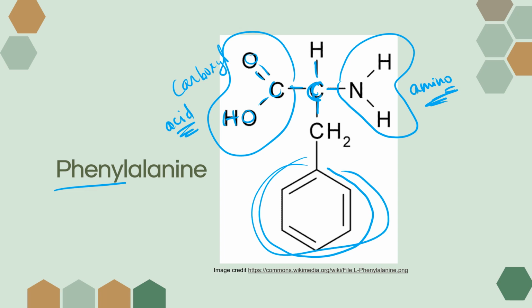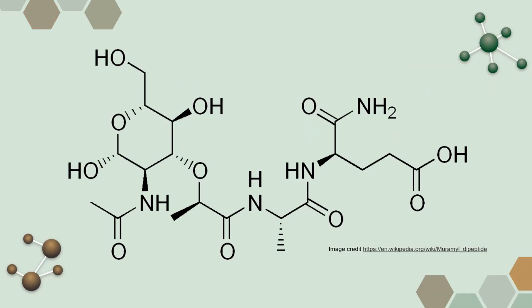phenyl group. One more little bit of practice identifying functional groups. This is muramyl dipeptide. It is a bacterial glycoprotein used in bacteria to build cell walls. Oh, so many functional groups. What is this one? COOH. That's a carboxyl group.